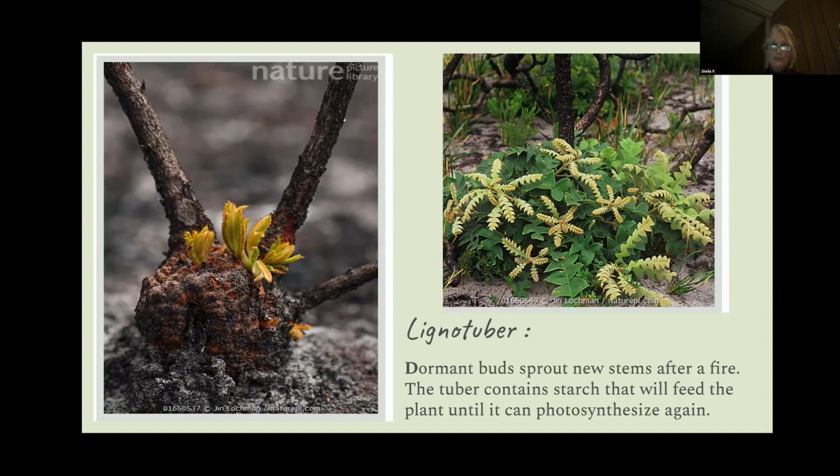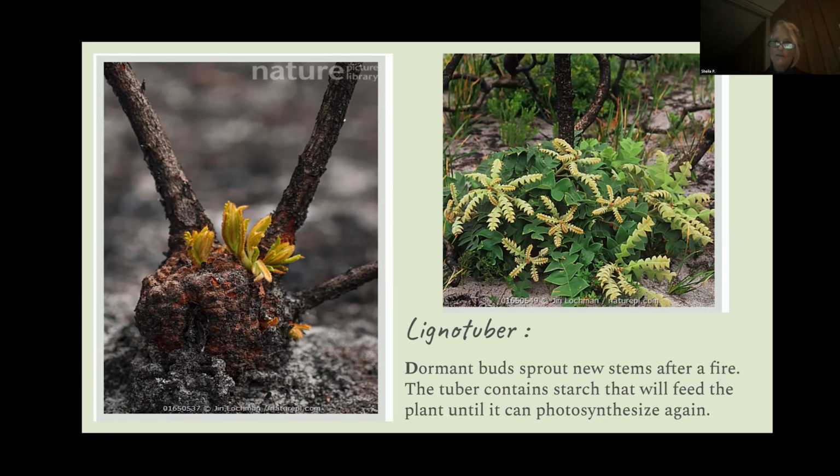So in the right-hand picture, we see that this is a Banksia grandis from Western Australia, and we see that a couple of years after a fire, these are the leaves that are being produced, and the plant is on its way to recovering.